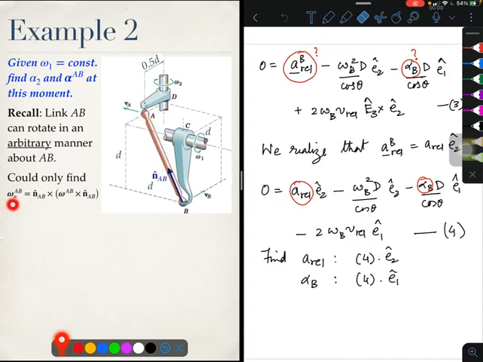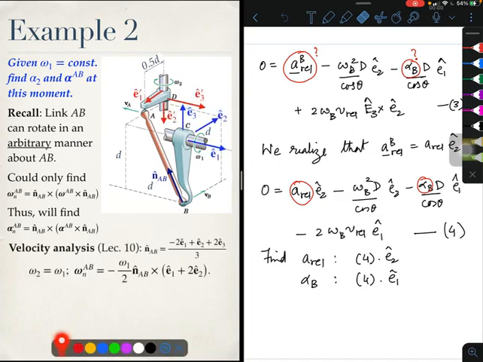Since we can only find angular velocity normal to this line, it makes sense that we will also be able to find only the angular acceleration normal to this line. So let's now go ahead and try and solve the problem. We will begin as always with a velocity analysis. This we have already done in lecture 10. There we found that the unit vector NAB is given by this formula.